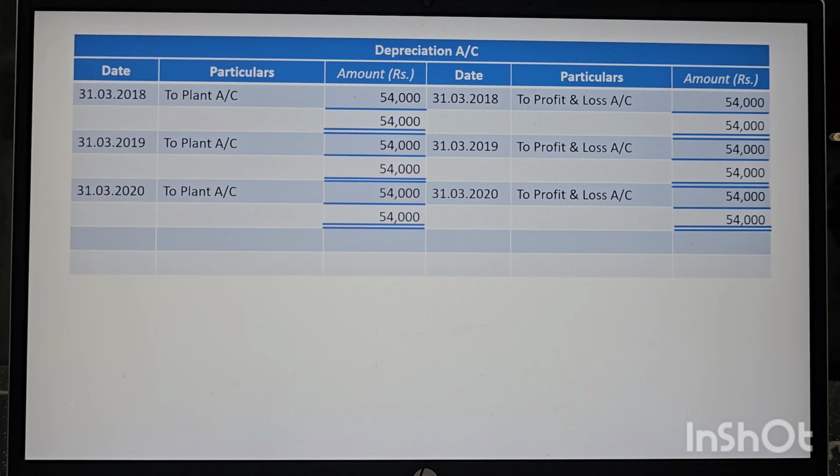As of now, we will only restrict ourselves to transferring this depreciation amount at the end of the year to the P&L account, that is profit and loss account. So we have transferred this amount of 54,000 to the P&L account as on the last date of the year, that is 31st of March 2018 of the financial year.